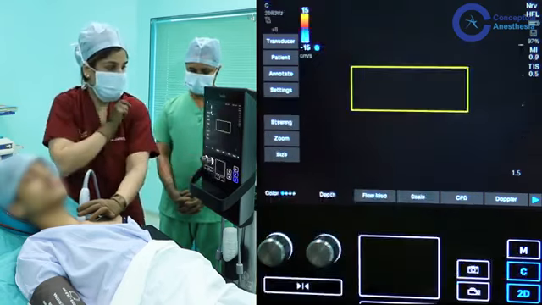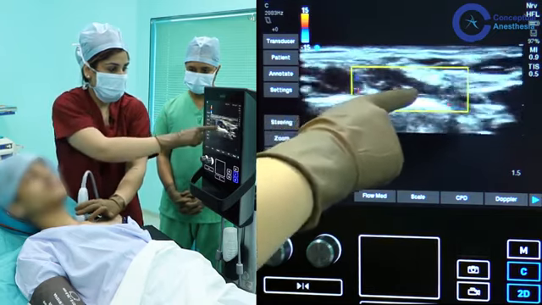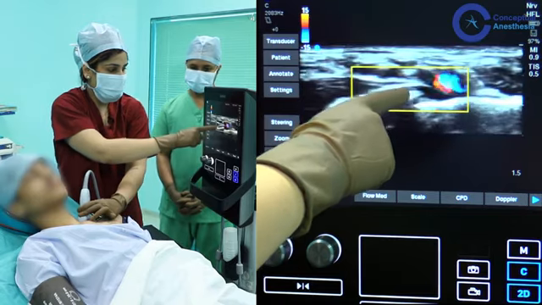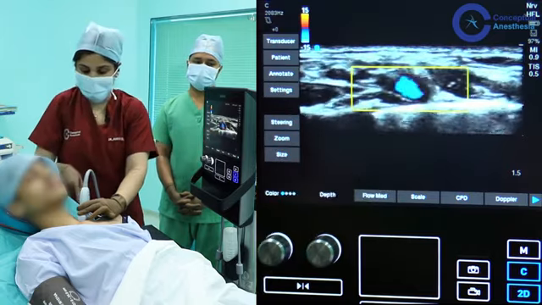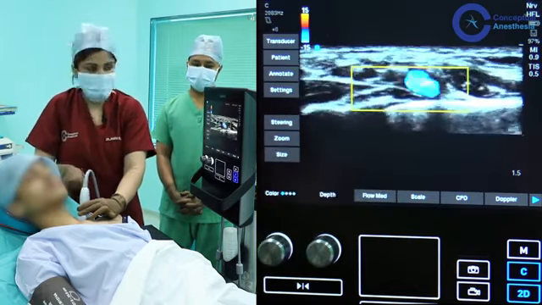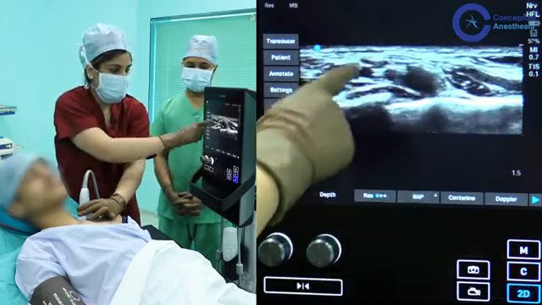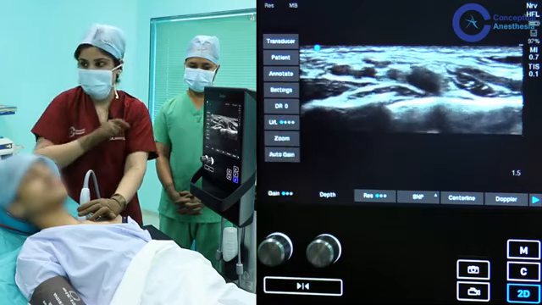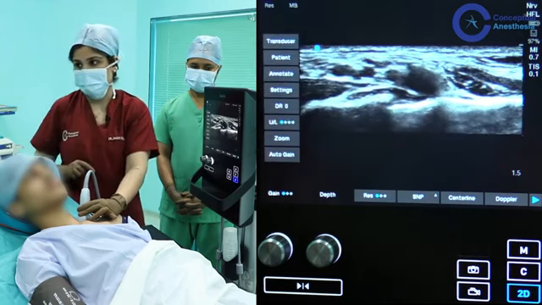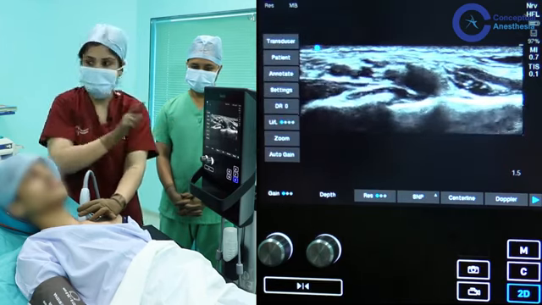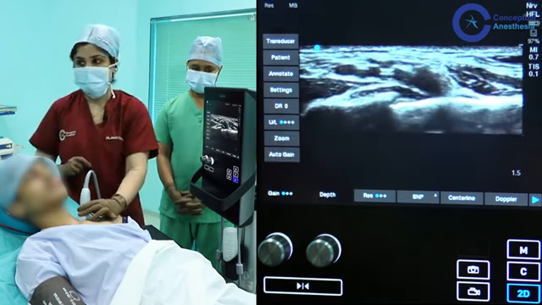So, how do I exclude the presence of them in the area of my interest? I will put the color on, and as you can see over here, the subclavian artery is seen. I will try to look for any vessels close by. I can see that there are no vessels near. I will release the pressure on my probe and look for any veins that could have collapsed. So, in this patient, I can see that there are absolutely no vessels in the area other than the subclavian artery. So, I can easily go and block the brachial plexus over here. This will be safe, and the only intravascular puncture that I should be careful about is in the subclavian artery.